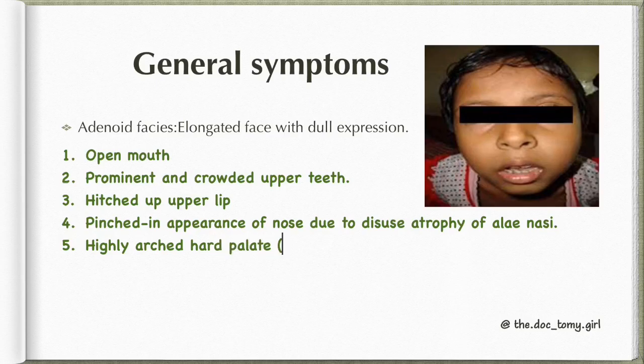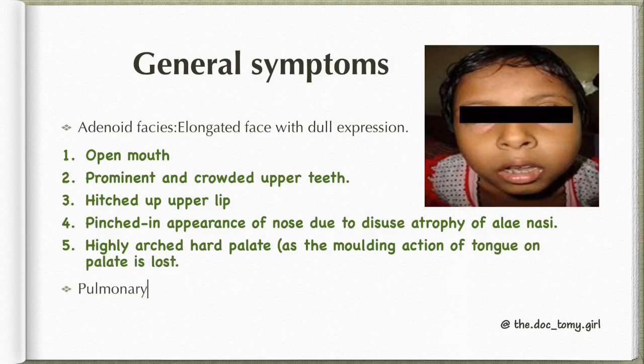Highly arched hard palate may be seen, as the molding action of the tongue on the hard palate is lost. And pulmonary hypertension and aprosexia, that is lack of concentration, may be seen in such children.